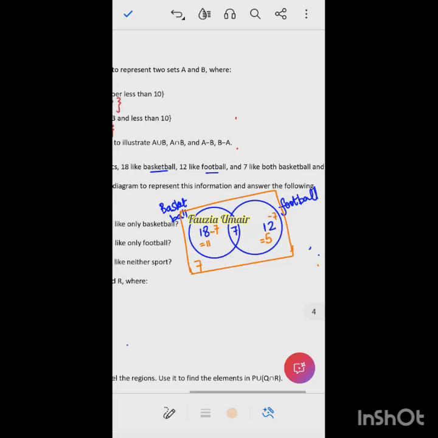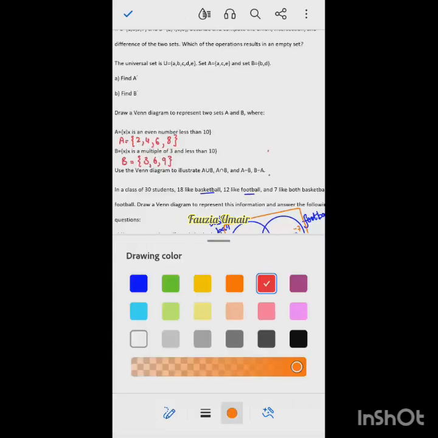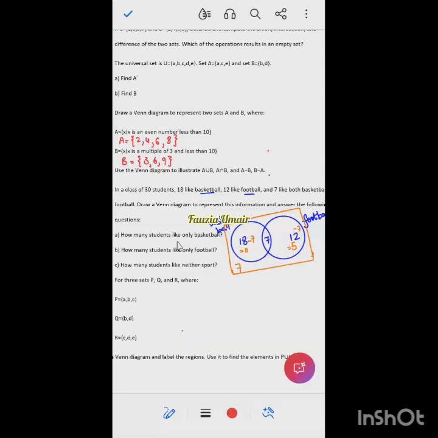So now let's answer the questions. And this will make sense of the Venn diagram we have made. So how many students like only basketball? 11 students. So this is clear from here, right? How many students like only football? Only football, 5. So there are 5 students who like football, because only football is written.